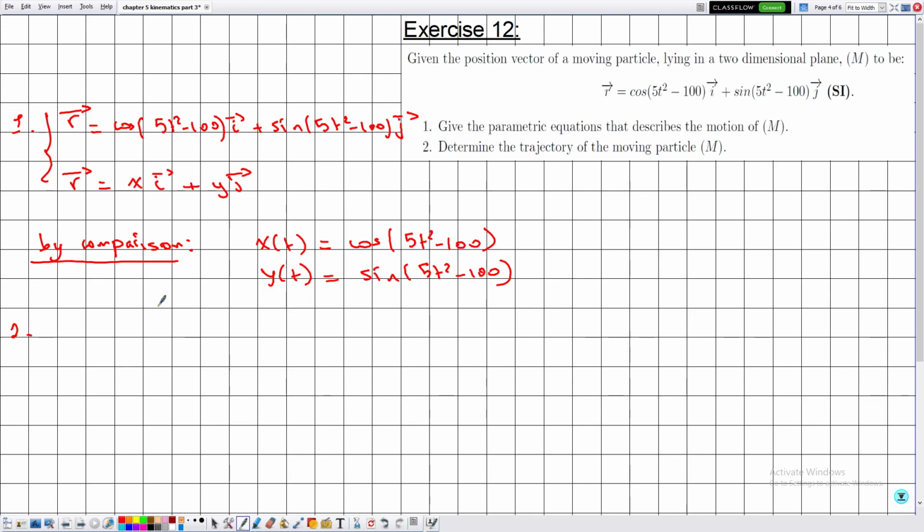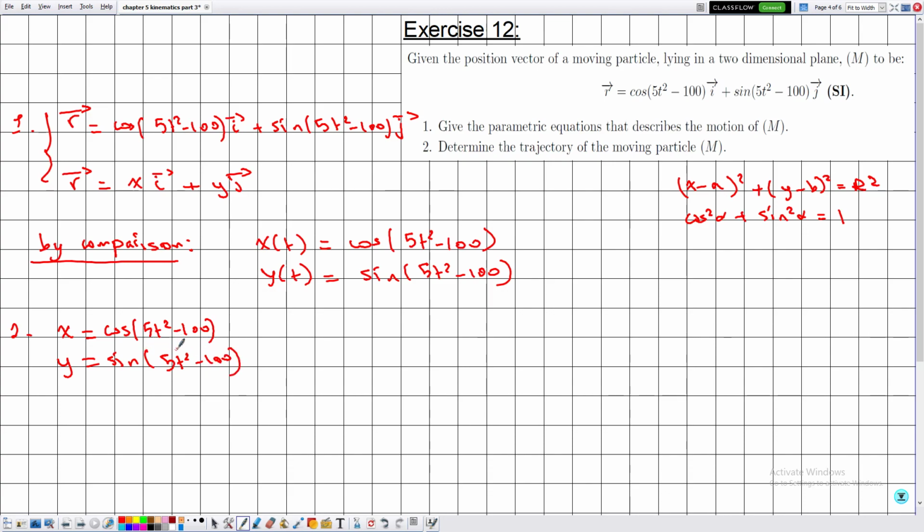Now in number 2, they are asking me about the trajectory. Since the x and y variables are related to trigonometric relations given by cosine and sine, we must directly think of a circle in which we need to make use of the following equations: (x minus a) square plus (y minus b) square is equal to r square, and cosine square of alpha plus sine square of alpha is equal to 1. Now we have that x is equal to cosine of 5t squared minus 100, y is equal to sine of 5t squared minus 100.